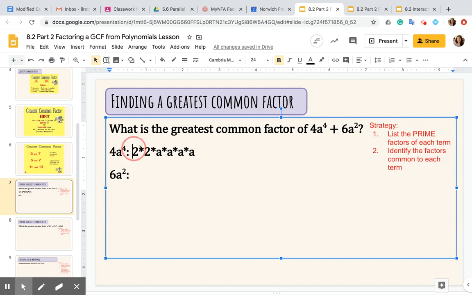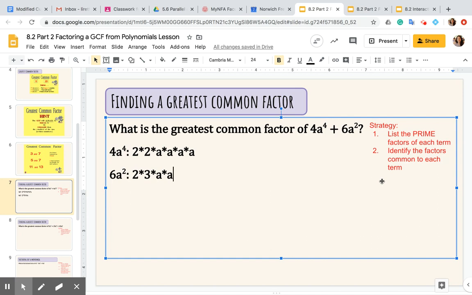Okay, so I've broken this term down into all of its prime factors. I'm going to do the same thing here. The prime factors for 6, the coefficient, are going to be 2 times 3. Those are my prime factors that give me 6. And then a squared, I'm just going to expand it into multiplication. I've got 2 of them based off of what the exponent's telling me. Okay, so step 1 is done.